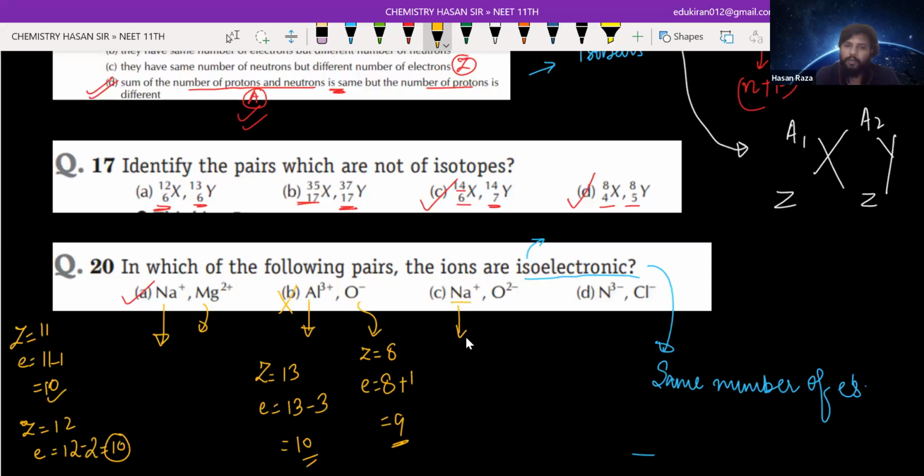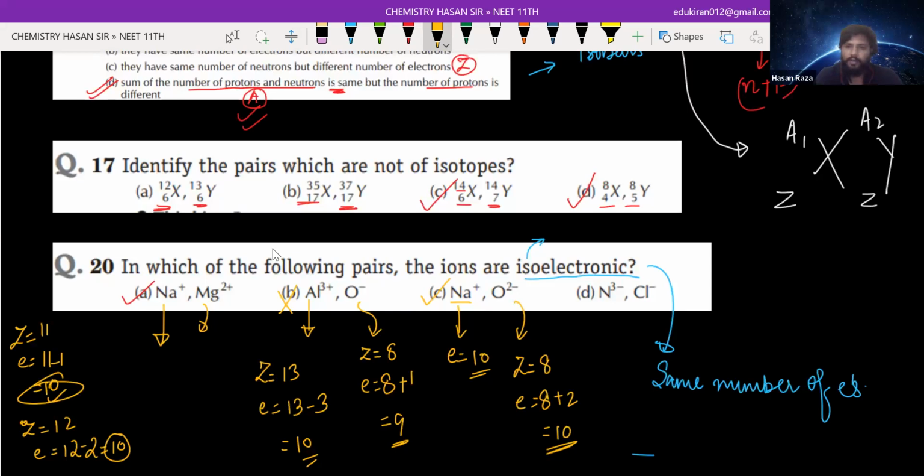Now Na+ will have 10 electrons from the previous option. Now for oxygen, Z is equal to 8, and electrons should be 8, but -2 means it gained 2 electrons, so 10. Number of electrons same, that means C is the answer.